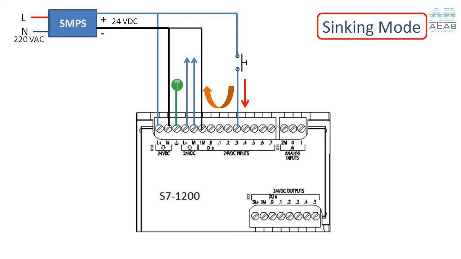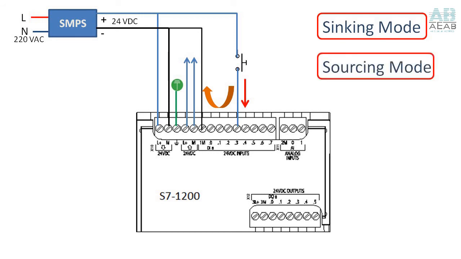If we reverse the polarity of the supply, the direction of current also reverses. In that case, the PLC will be working in sourcing mode. The terms sinking and sourcing are used to identify the direction of current flow. We need to take extra care according to the type of input device being used. We will talk about it later. Also, we will see wiring of analog inputs and outputs in our next videos.